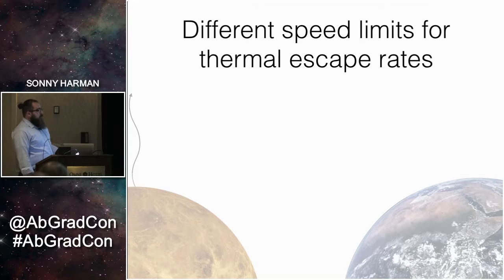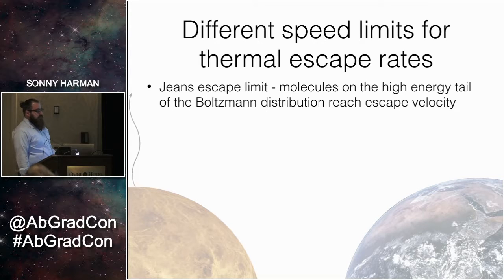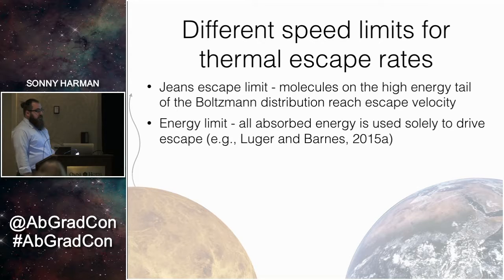So like I mentioned before, there are three regimes of thermal escape. The Jeans escape limit, where you have high energy molecules on the tail of the Boltzmann distribution reaching escape velocity and exiting the atmosphere. There's the energy limit, where you assume that all the energy, all the EUV that's poured into the atmosphere, is used to drive escape.